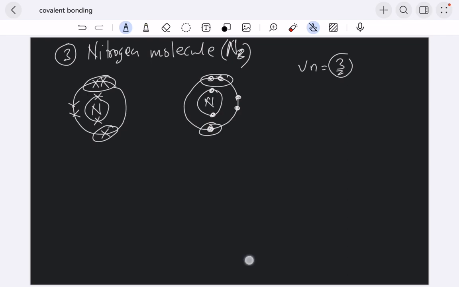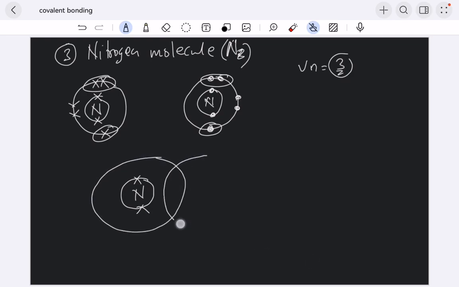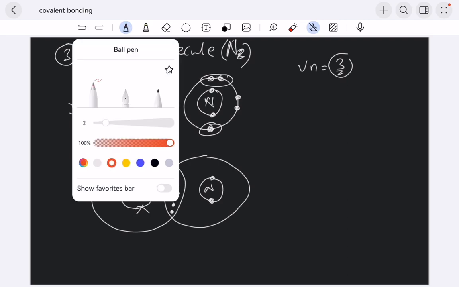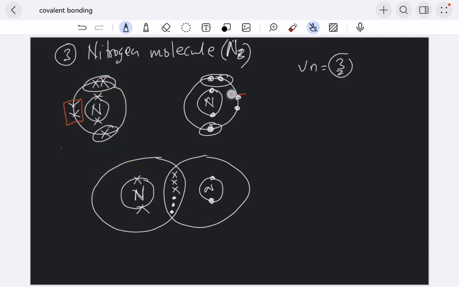So the final structure is going to appear like this. So the outside will overlap. So this nitrogen will put in the 3, the other one will also put in 3. Then you have the remaining electrons. So those 2 will go outside, and both will satisfy the octet rule.